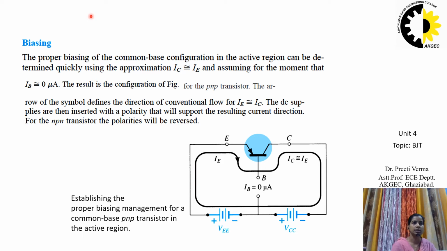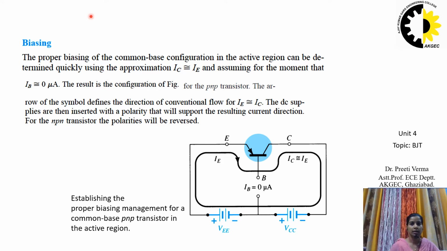Biasing of this configuration. The proper biasing of common base configuration in the active region can be determined quickly using the approximation IC is nearly equal to IE, where we have ignored the IB current due to its very small value and assumed for the moment that IB is nearly equal to 0 microampere. The result is the configuration of the figure, and this figure is shown for the PNP transistor.